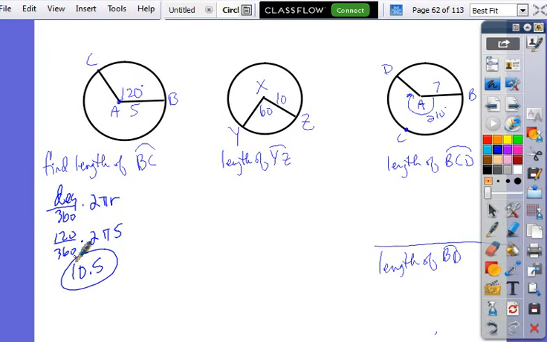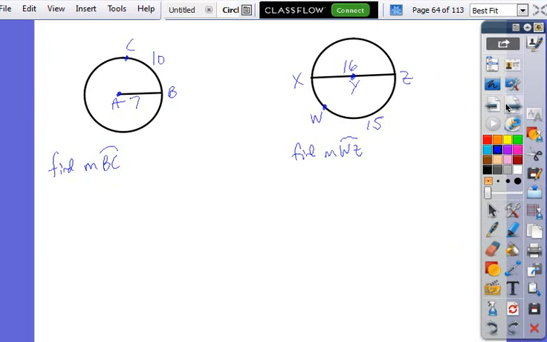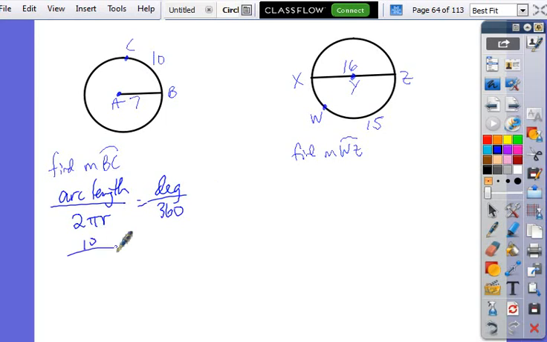All right. If it asks for anything else like measure, I go back to the proportion which says arc length over 2 pi r equals degree over 360. Arc length comes from where? The 10, the outside part. 2 pi r, in this case, is 2 pi 7. And what do you do? Measure of BC over 360. Then all you got to do is cross multiply.